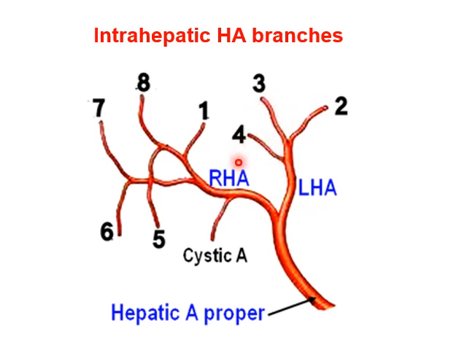4 A and B. The right hepatic artery divides into an anterior branch or division and a posterior division. The anterior division supplies segment 5 inferiorly and segment 8 superiorly. The posterior branch supplies segment 7 and segment 6.